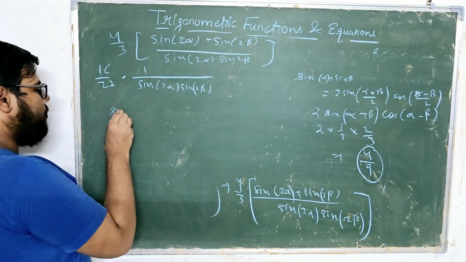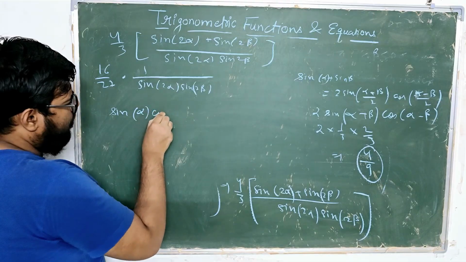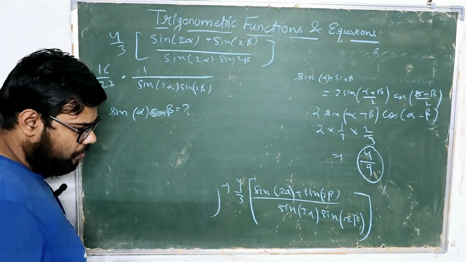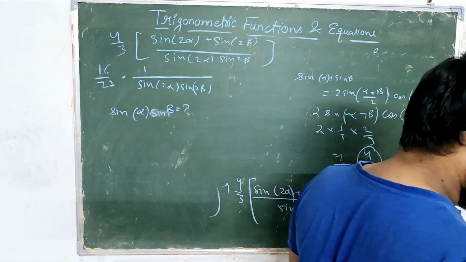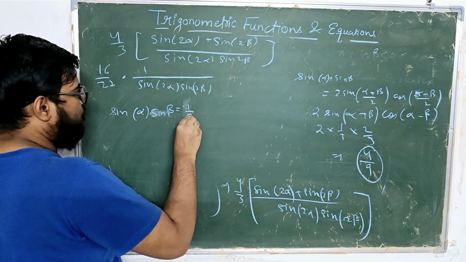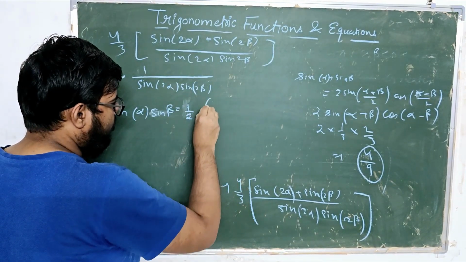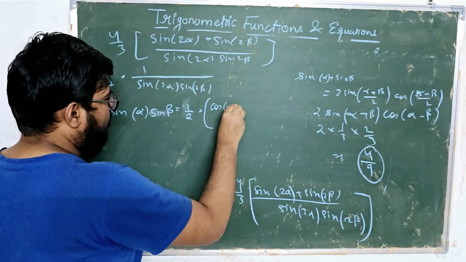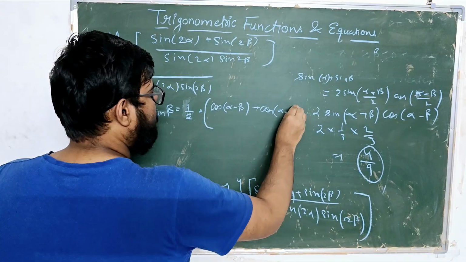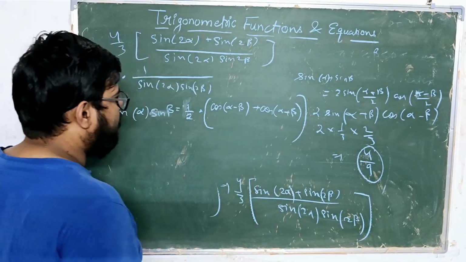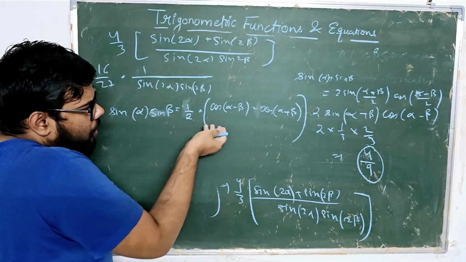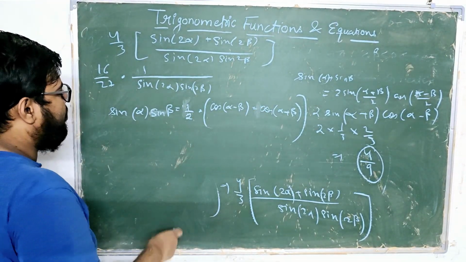Now sine of alpha into sine of beta is equal to what? This is actually equal to 1 by 2 times cos of alpha minus beta minus cos of alpha plus beta. Okay, you can check it also. Sorry, minus. So now just apply this identity and let's see what we get.